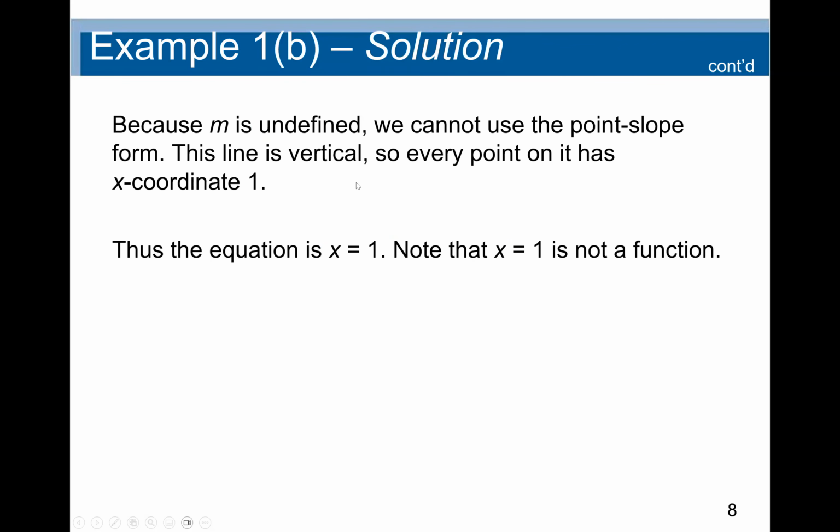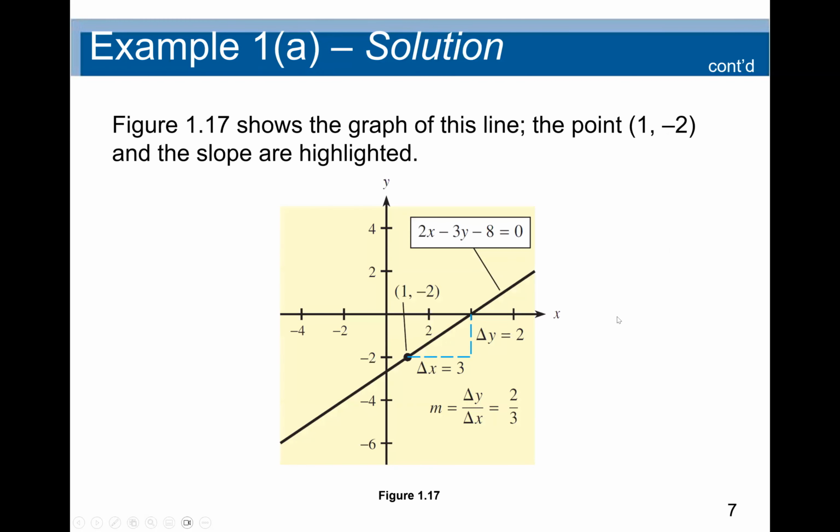Now, because m is undefined, as we said in our previous lecture, an undefined m means the line is a vertical line. We cannot use the point slope form because this line is vertical. So every point on it has an x coordinate of 1. So we say that the equation is x equals 1. And note that x equals 1 is not a function because we don't have the y value. Here, the slope is divided by 0 since x is constant.